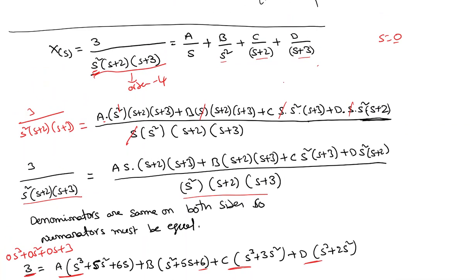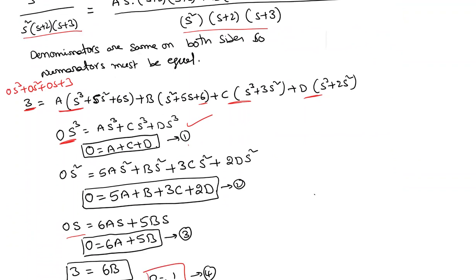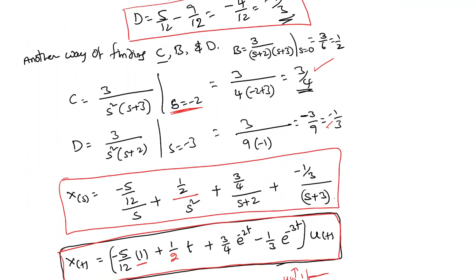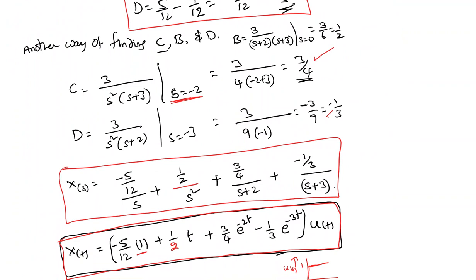4 individual terms. So it's a over s plus b over s square plus c over s plus 2 plus d over s plus 3. Now we can easily find b, c and d by using the substitution method, but you cannot find a by using the substitution method. So let me find those by using substitution, and then I'll come back and find a. So c, b, d I can find by using substitution.